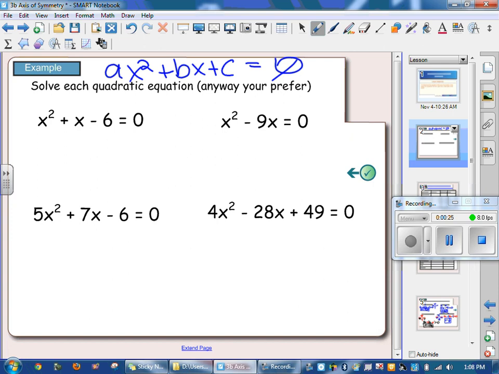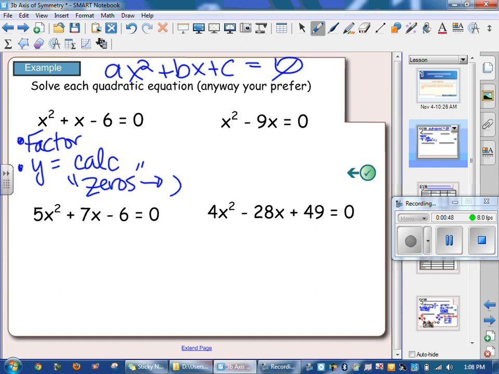If we want to solve it, we have multiple ways to solve it. We can factor to solve it. We could put it into the y equals of our calculator, and then we could go second trace, find the zeros. The zeros, those are our x-intercepts. Okay, we can find those.